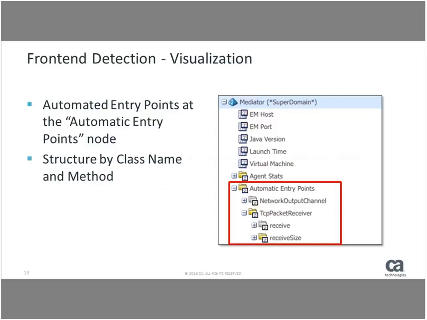The automated front-end detection now, in addition to transaction traces, participates in showing the information in the investigator tree. And that's a small difference. They are not shown, as you know it, on the front-end node. They are now shown as automatic entry points with class name and method name in the investigator tree.